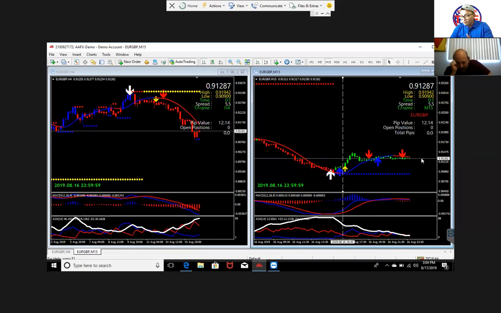Just wait for the pullback and let it run. So wait for the pullback and then enter, and then you're saying enter, wait for the next arrow? Yes, you could do that. Right, and that's better for a less experienced trader than trading against the trend. Is that what you're saying?